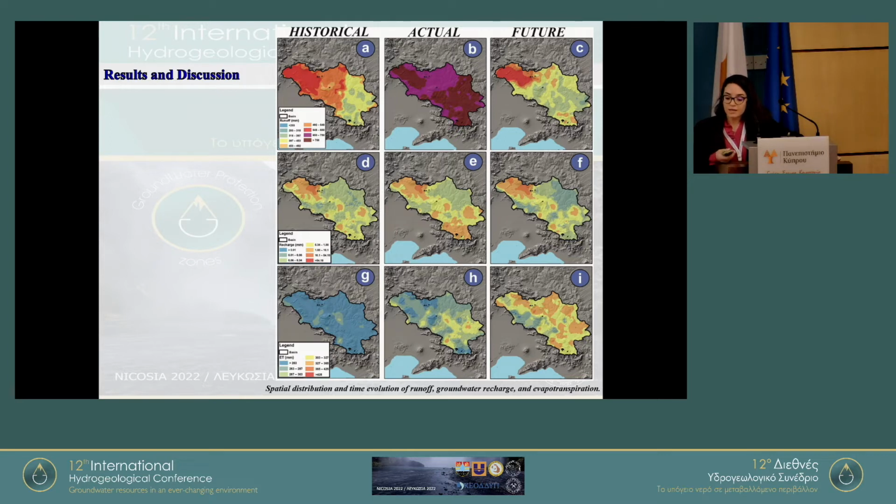The second line, you can see the recharge. Well, this parameter follows a decrease in the future scenario, which is comparable to the historical one, checking the figures D and F. Next, in the last line, we have the potential evapotranspiration. Here you can see from historical to actual and future scenario, in general, an increase due to the expectable rise of the temperature in the next years.